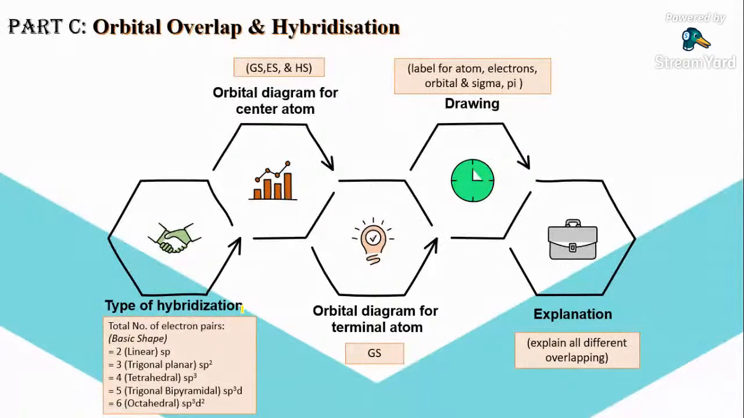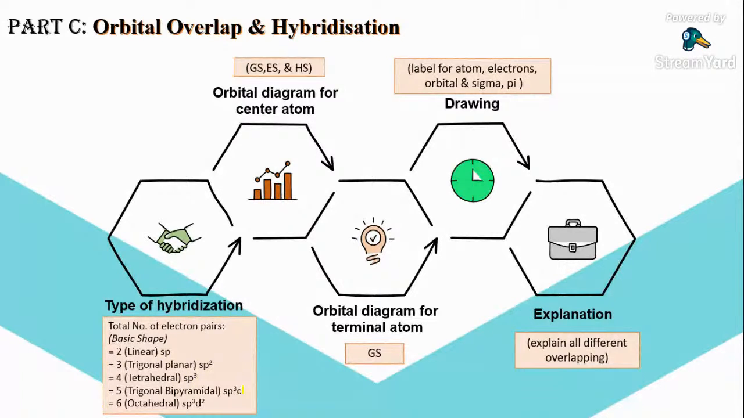What is hybridization? Hybridization is the mixing between orbitals. Why is this name sp? Because it's the mixing between s and p orbitals, one s and one p orbital. This one is one s and two p orbitals. This is one s and three p orbitals, and so on.